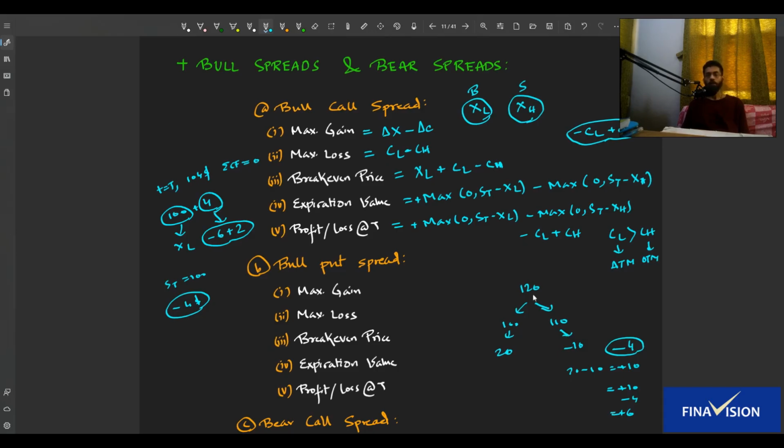You can, instead of 120, verify it with 150 also, right? If it reaches 150, what happens? If it reaches 150, the option that we bought at 100 will give a return of plus 50, and the option that we sold at 110 will give us a return of minus 40, right? Now we can do the calculations, friends. The net cash flow again remains as plus 50 minus 40 minus 4. This is equal to 10 minus 4 or plus 6.